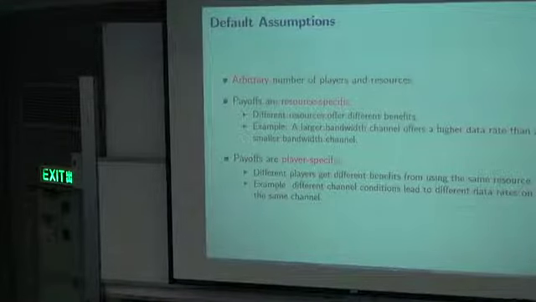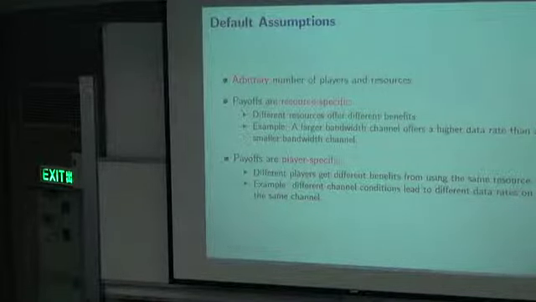Now, before giving you the examples and the graphical illustrations, let me remind you of the default assumptions. Because later on, for each type of game we're modifying one or multiple of these assumptions. The default assumption is that we are looking at a game with an arbitrary number of players and resources. That could be white, black, green, yellow, blue. And so the payoffs can be resource-specific, which means different resources can offer different benefits. For example, in wireless communications, if the resources represent channels, different channels can have different bandwidths. A larger bandwidth can offer you higher data throughput.